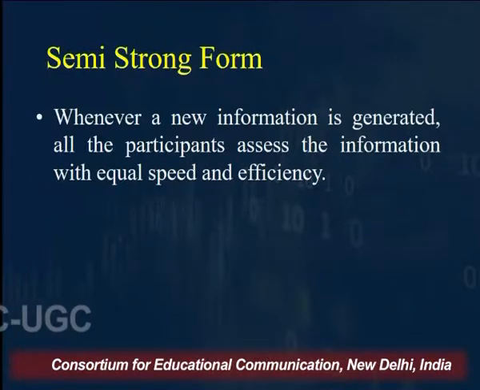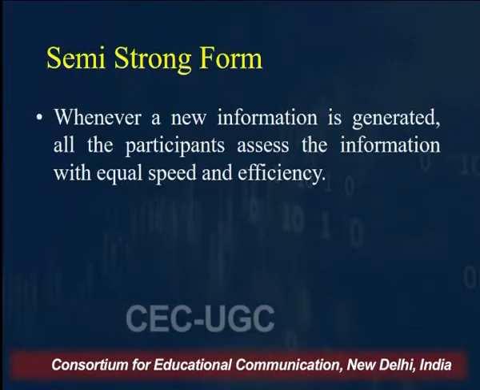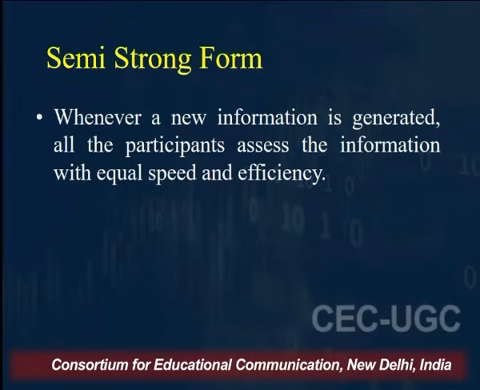Whenever new information is generated, all the participants assess the information with equal speed and efficiency. Suppose the company announces its quarterly results. As soon as the company announces its quarterly results, investors will analyze those results in their own manner. On the basis of equal speed and efficiency, everybody will judge the balance sheet, everybody will judge the income statement with the same speed and same efficiency if the market is semi-strong.